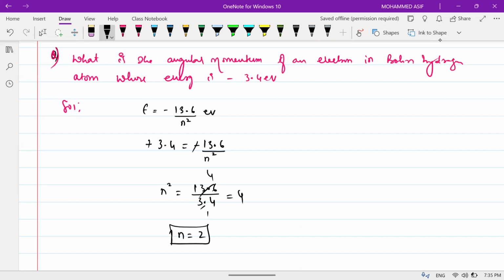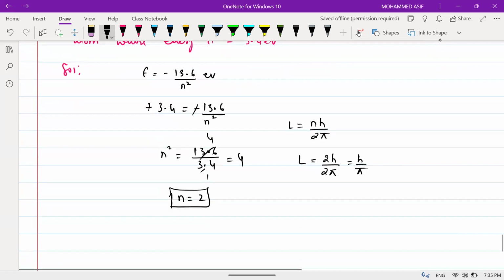Angular momentum L is equal to N into h divided by 2 pi. So what is the angular momentum? N value is how much for me? 2. So 2 into h divided by 2 pi will be equal to h by pi. That will be the angular momentum. Am I clear? Yes, sir.